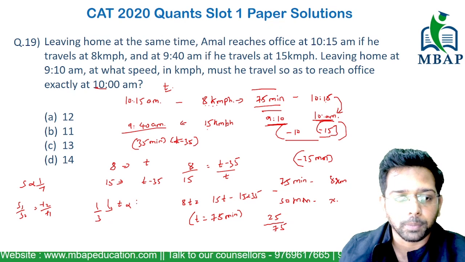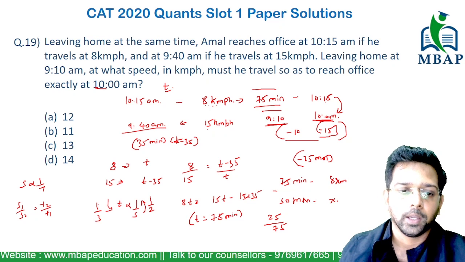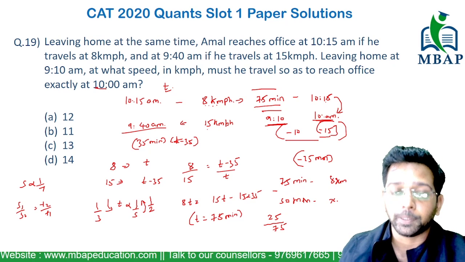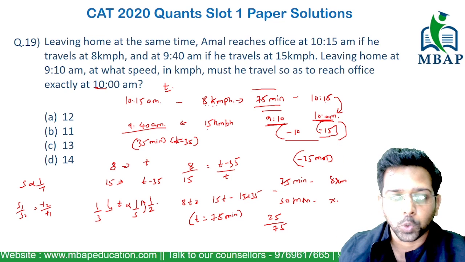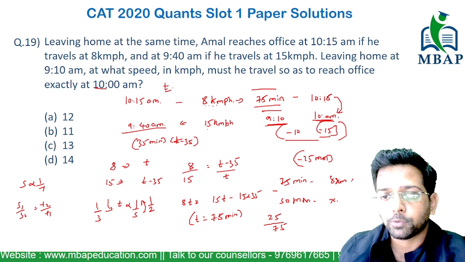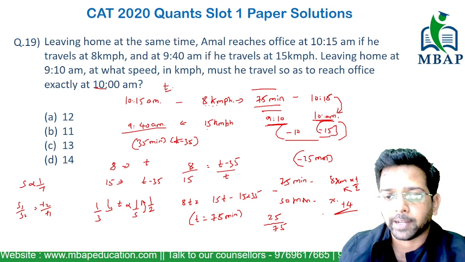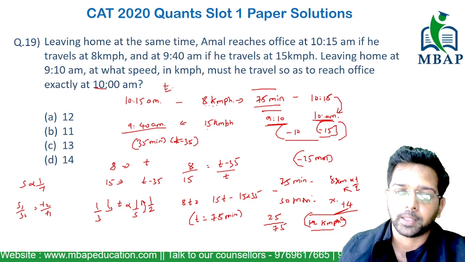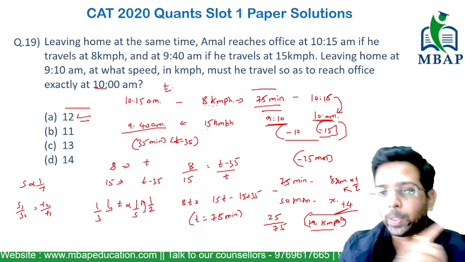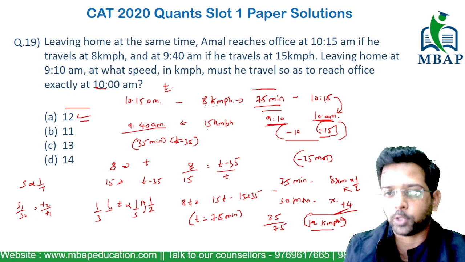If time is going down by 1/3, my speed, which is inversely proportional, should go up by 1/2. If time is going down by 1/x, speed will go up by 1/(x-1). That's the relation that we are figuring out. So 1/2 more. 1/2 is 50%. Half of 8 is 4 more. The final answer will be 8 plus 4, which is 12 kmph. If I have to cover the whole distance in 50 minutes now, then the speed at which I have to move will basically be 12 km per hour. That's the final answer for this question.